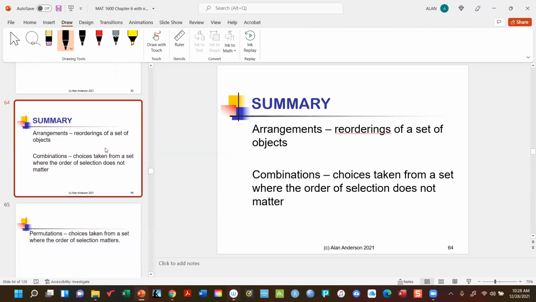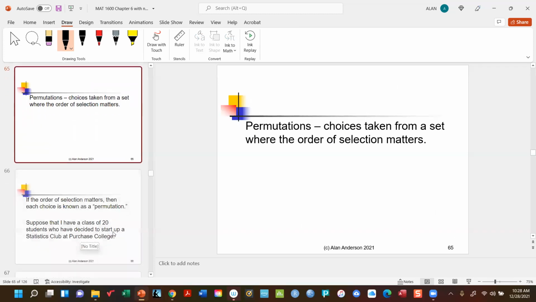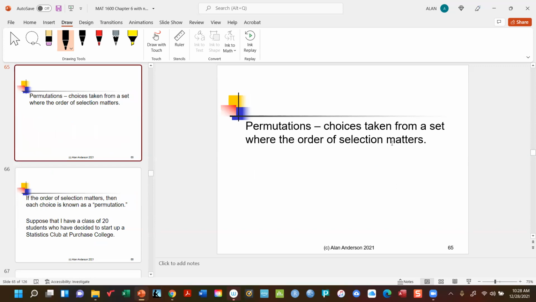So we quickly summarize these three concepts. Arrangements are simply reorderings of a set of objects. Combinations are choices taken from a set where the order does not matter. Permutations are selections when the order does matter.